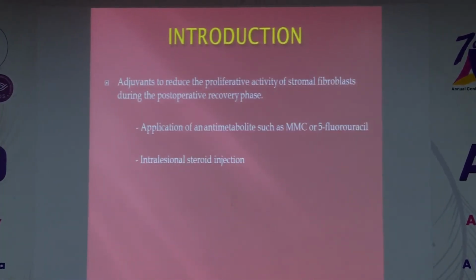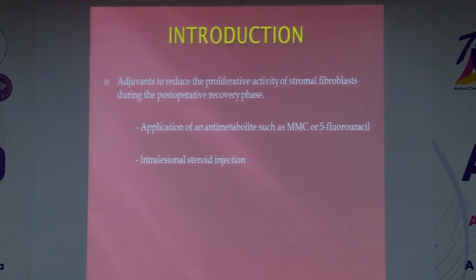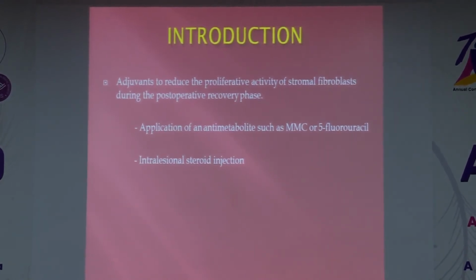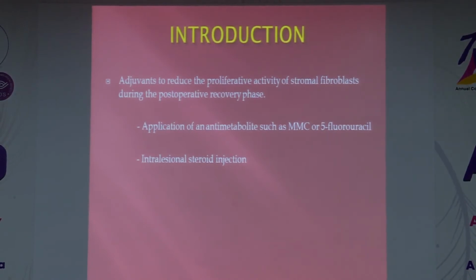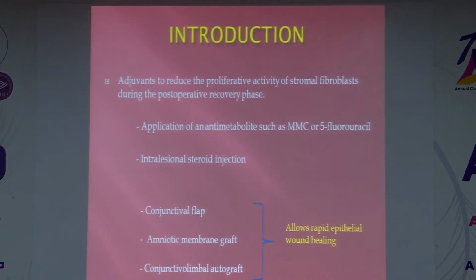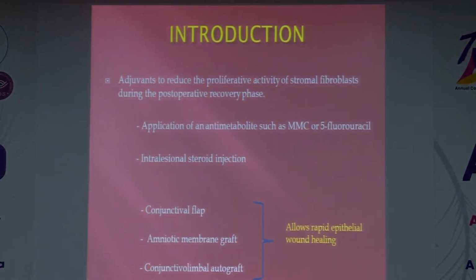surgery. To prevent the recurrence, adjuvants are used to reduce the proliferative activity of stromal fibroblasts during the postoperative recovery phase, like application of mitomycin C or fluorouracil or intralesional steroid injection, or we have to cover the wound with conjunctival flap, amniotic membrane graft, or conjunctival autograft to allow rapid epithelial wound healing.